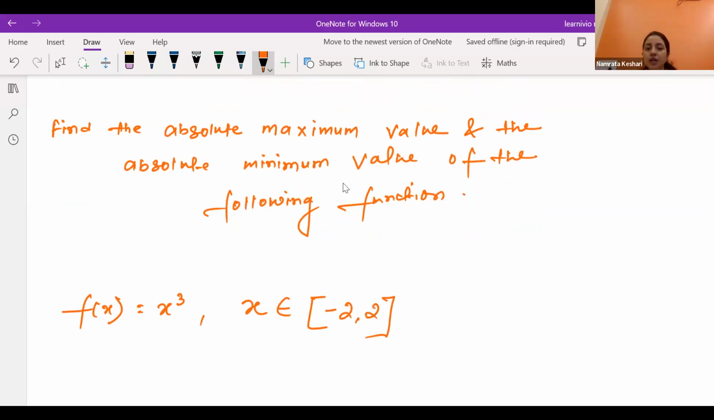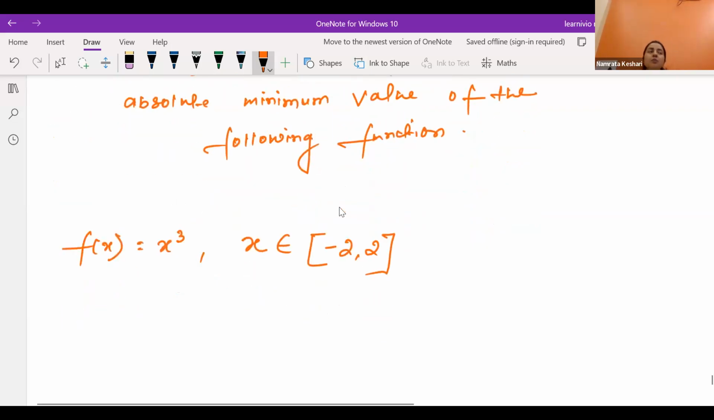Let's think about it, Fatima. Absolute maximum or absolute minimum means throughout this range -2 to 2, where exactly this function is max and where exactly it is minimum, right? Yes, ma'am. The process for finding maxima and minima is first finding the critical point, and for local maxima and minima we use the first or second derivative test, whichever is easier. Now for absolute maxima and minima there is a process.